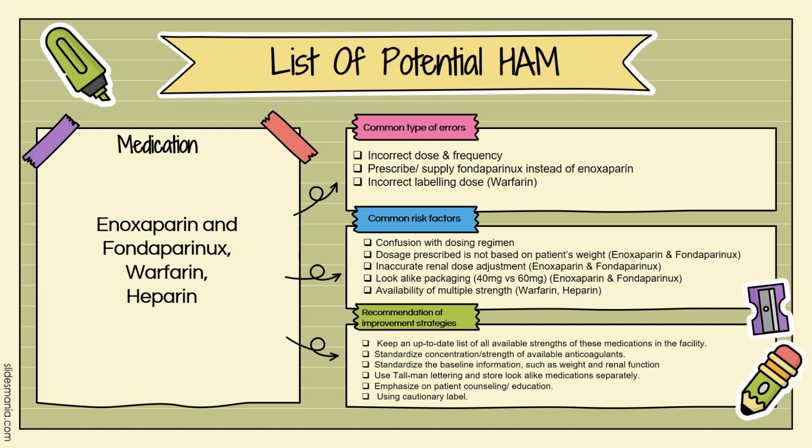The recommendation of improvement strategies: keep an up-to-date list of available strength of this medication. Standardize concentration or strength of available anticoagulant. Standardize the baseline information such as weight and renal function. Use stock monitoring and store look-alike medication separately. Emphasize on patient counseling or education and use a cautionary label.